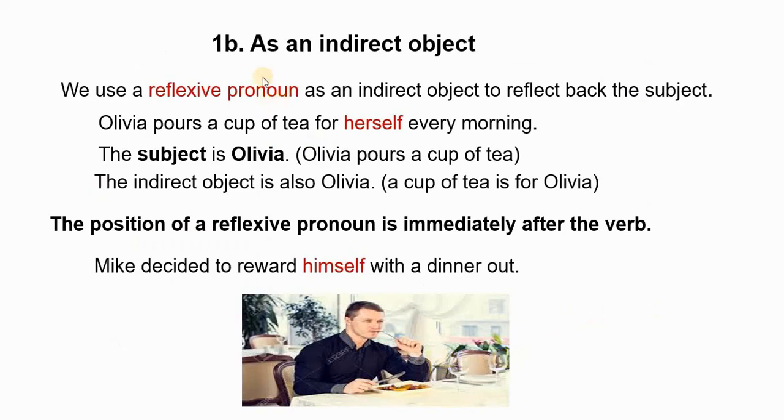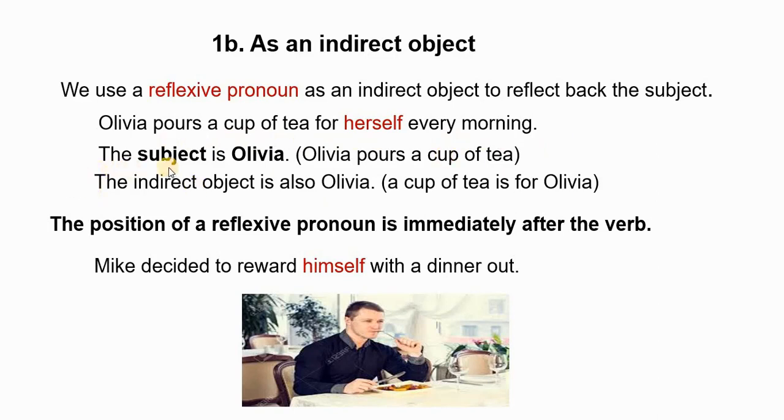Let us now look at a reflexive pronoun as an indirect object. It's very similar. We use a reflexive pronoun as an indirect object to reflect back to the subject. The examples here. Olivia pours a cup of tea for herself every morning.